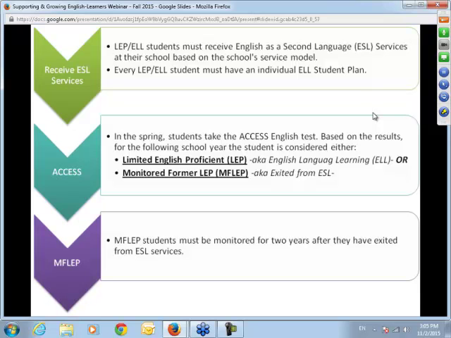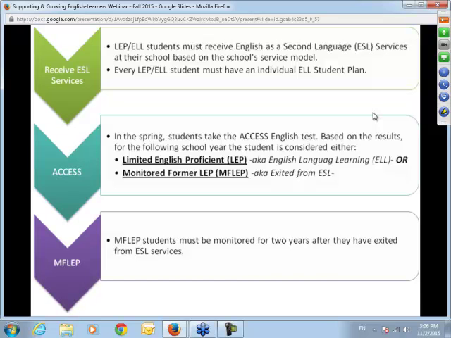All right, in the spring, students take the Access English test, and this is basically a later version of that WAPT. It's testing their English language proficiency at that point in reading, writing, listening, and speaking. So based on those results, for the following school year, the student is considered either Limited English Proficient or Monitored Former Limited English Proficient.